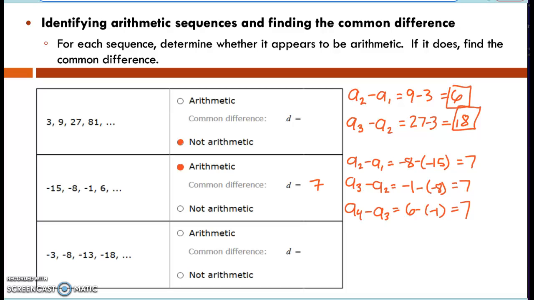We could also say, hey, between negative 15 and negative 8, I'm adding 7. Between negative 8 and negative 1, I'm adding 7. And between negative 1 and 6, I'm also adding 7. So there I can just see my common difference.